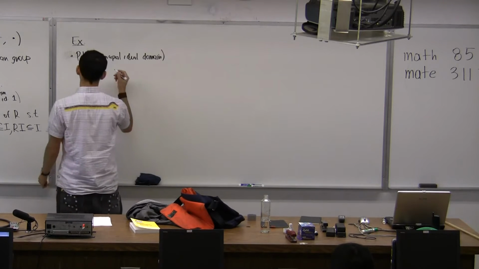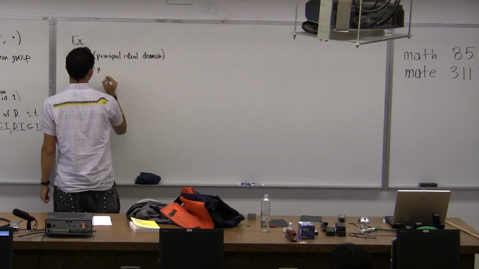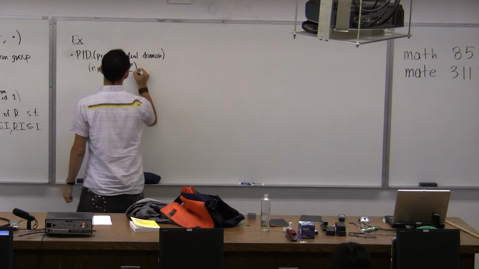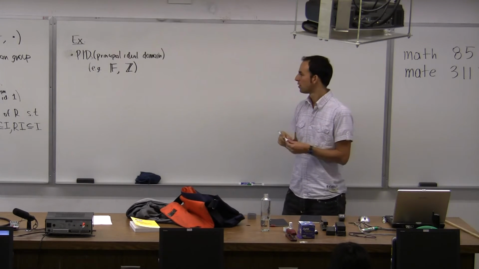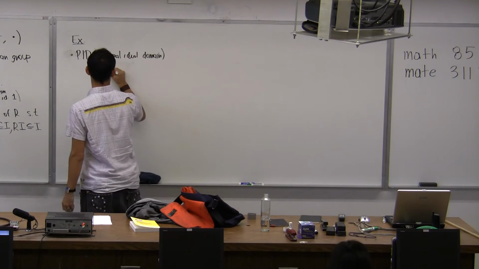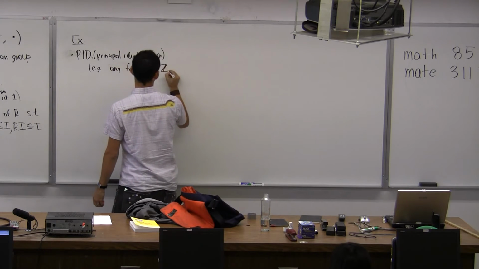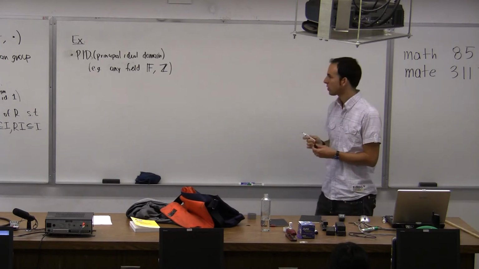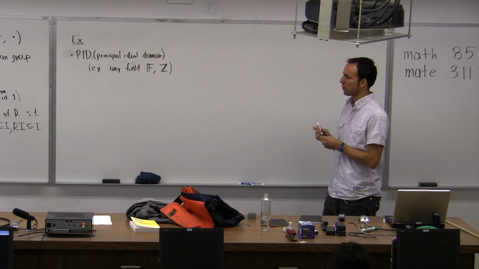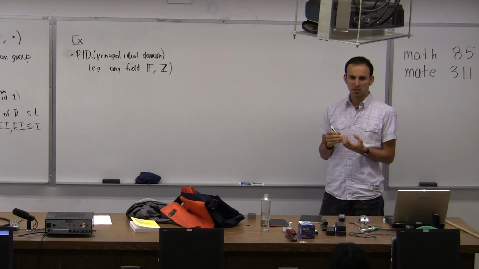And so that means that any principal ideal domain is going to be Noetherian. And so, for example, any field, or for example, the integers, which are two of our favorite examples of rings. So that's an example of what a Noetherian ring might look like. I should also give you an example of what a Noetherian ring doesn't look like.